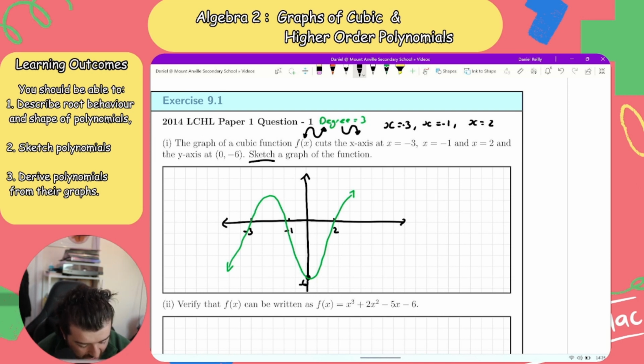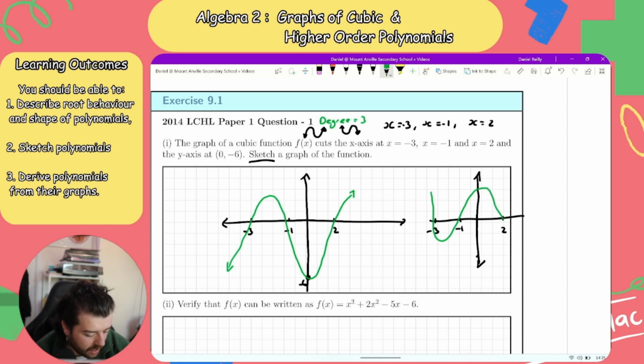Right, if I use a negative leading coefficient, I don't think I would actually be able to hit the x is minus 3. So let's try the x is minus 6. Right, so that's minus 3, minus 1, 2. If I use a negative leading coefficient here, like this, and I went like this. Yeah, see, I'd be crossing the y-axis positively.